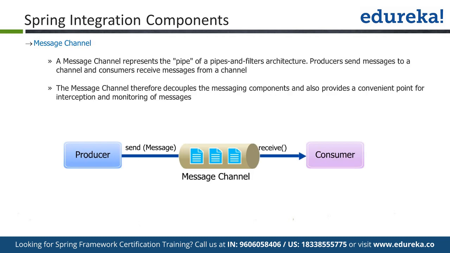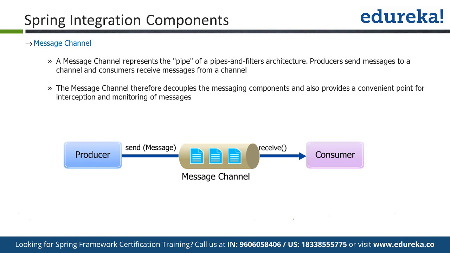Then we have a message channel, another component. The message channel is the thing through which your message flows from one end to another end. A message channel generally represents a pipe or a pipe of pipes, which is the pipes and filters architecture: multiple pipes with filters. Filters are the same concept which we have seen in security, which you use to implement some kind of business logic. If you want to filter certain information between the channels, we can use filters.